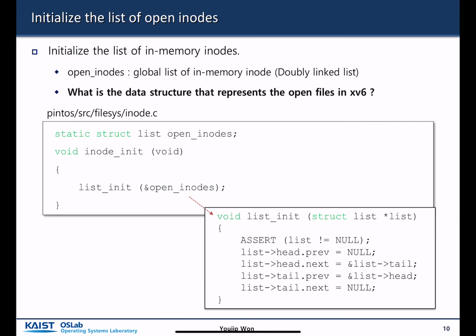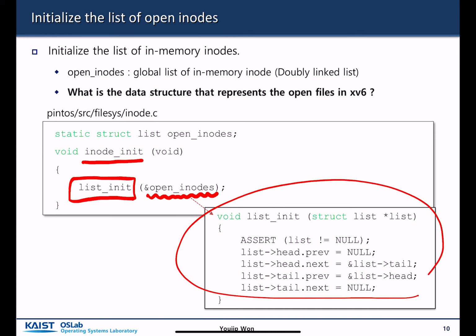So first thing we have to do is initialize a list of open inodes. It corresponds to initializing the list of in-memory inodes. So the inode_init function calls list_init. This is a typical function that initializes the empty inode list at the beginning, called open_inodes. So this is the essential function to create the empty list. Okay. So in Pintos, as you see, it maintains a set of inodes for the open files as a linked list.